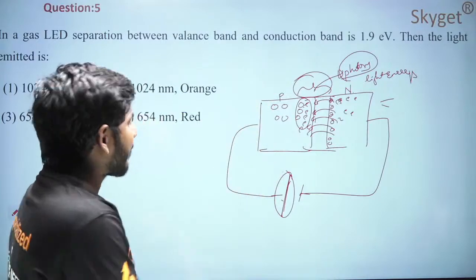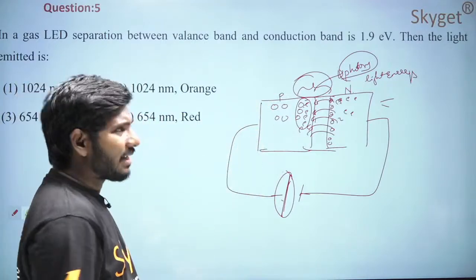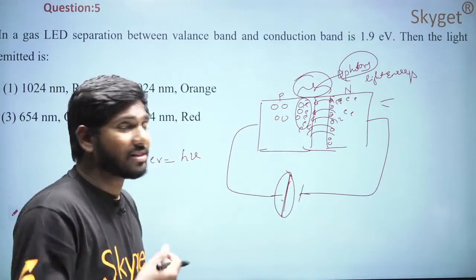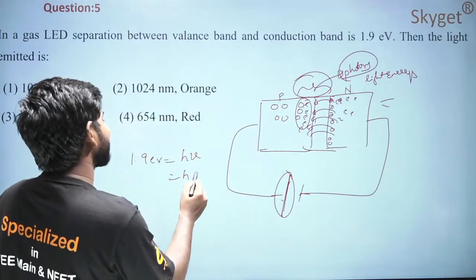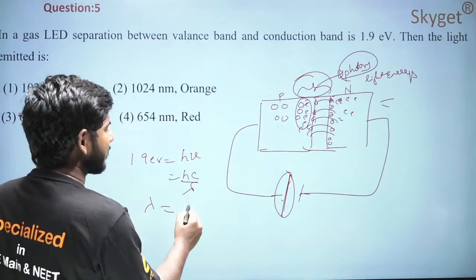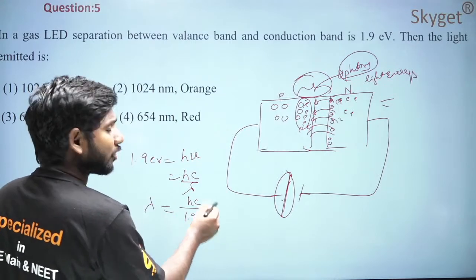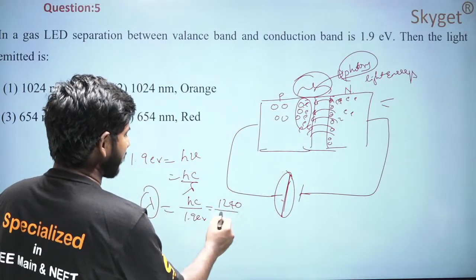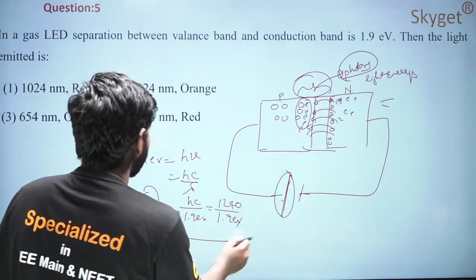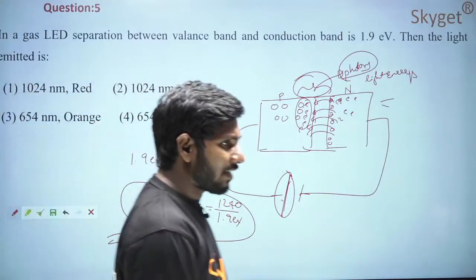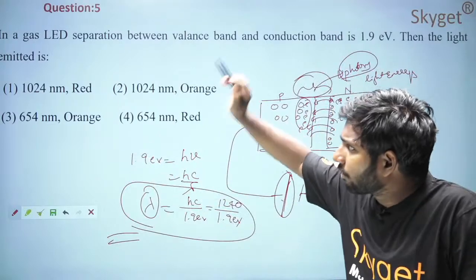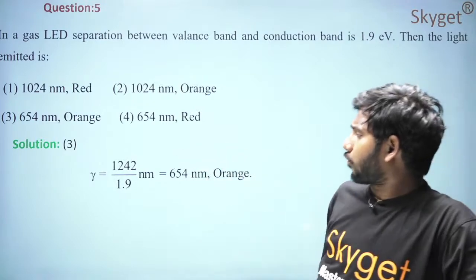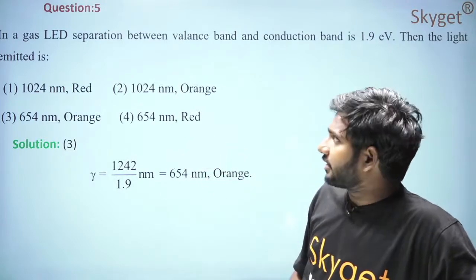Here the band gap is 1.9 electron volts, and how can we equate it? Equate 1.9 electron volts to h nu, because energy comes in the form of a photon. This can be written as hc by lambda. So lambda is equal to hc by 1.9 electron volts. If you want to find it in nanometers, this can be written as 1240 by 1.9 electron volts. Then you will get the exact value and find the answer. That will be 654 nanometer, and that comes to be orange.